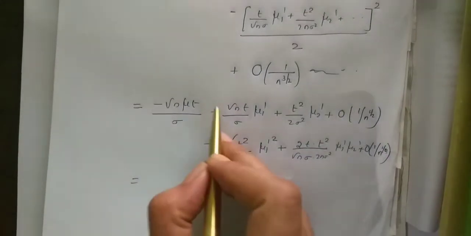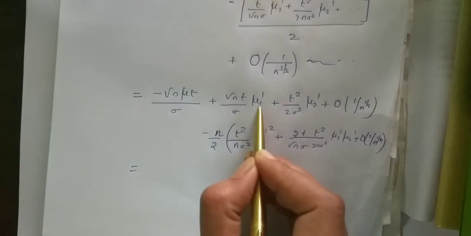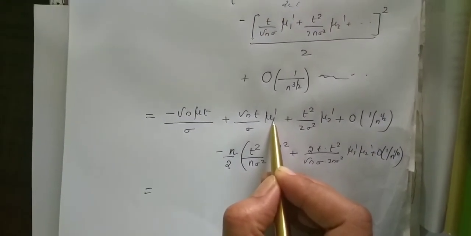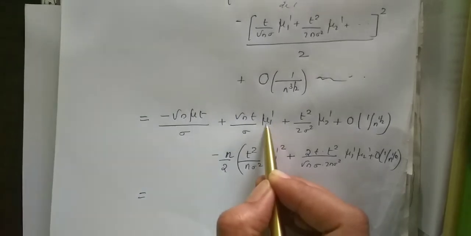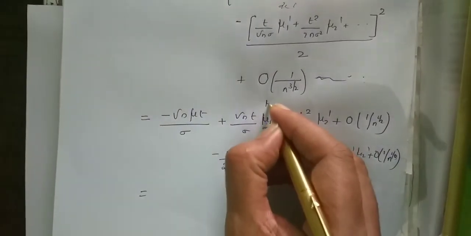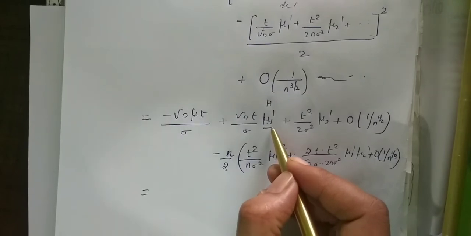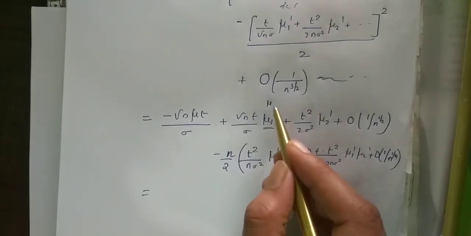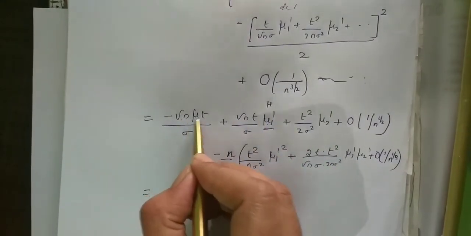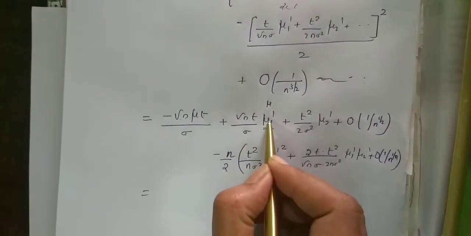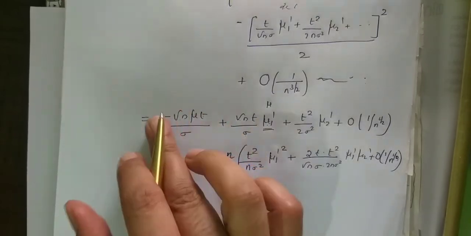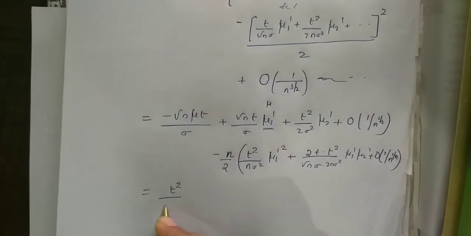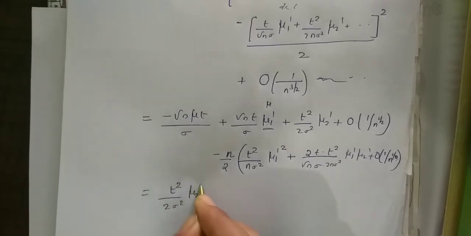So here mu is here and here mu 1 dash is here. Here xi's are normally distributed with the mean mu, so this mu 1 dash is also mu. Mu 1 dash is the first raw moment. So minus root n mu t by sigma and plus root n mu t by sigma, this term will vanish. Then the next term is t square by 2 sigma square into mu 2 dash.